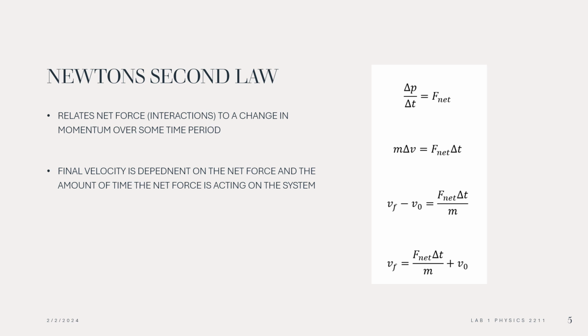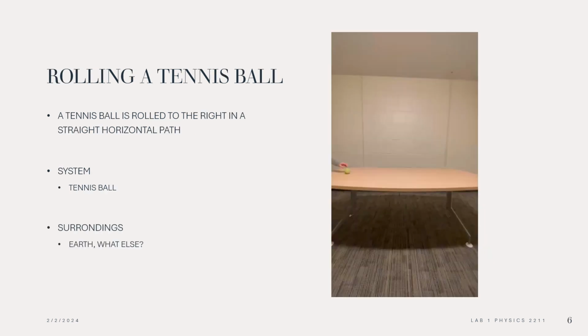After doing a little bit of algebra, we can figure out that the final velocity is dependent on the net force and the amount of time the net force is acting on the system. Of course, we can look at that bottom equation right there and say that v sub f, or our final velocity, is equal to F net delta t over our mass m, plus our initial velocity. Pretty straightforward.